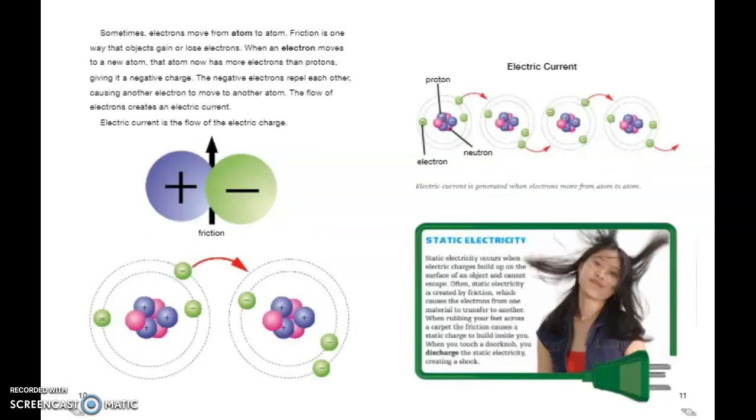Sometimes electrons move from atom to atom. Friction is one way that objects gain or lose electrons. When an electron moves to a new atom, that atom now has more electrons than protons, giving it a negative charge. The negative electrons repel each other, causing another electron to move to another atom. The flow of electrons creates an electric current. Electric current is the flow of the electric charge.